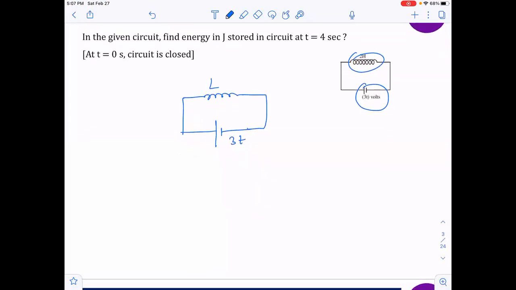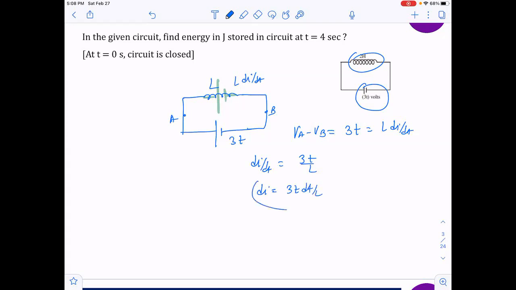Now due to this voltage, if it starts to grow, this solenoid will oppose it by inducing a voltage of L di by dt. Let this point be A and this point be B. If you go through the battery, VA minus VB is 3t. If you go through the induced battery, VA minus VB is L di by dt. So di by dt is simply 3t by L, and di is equal to 3t dt divided by L.